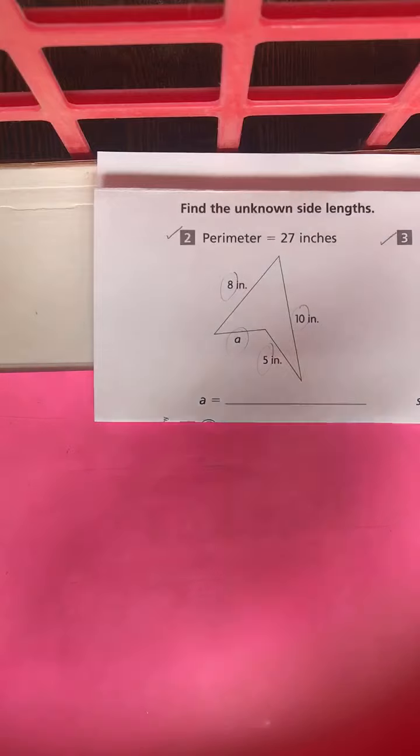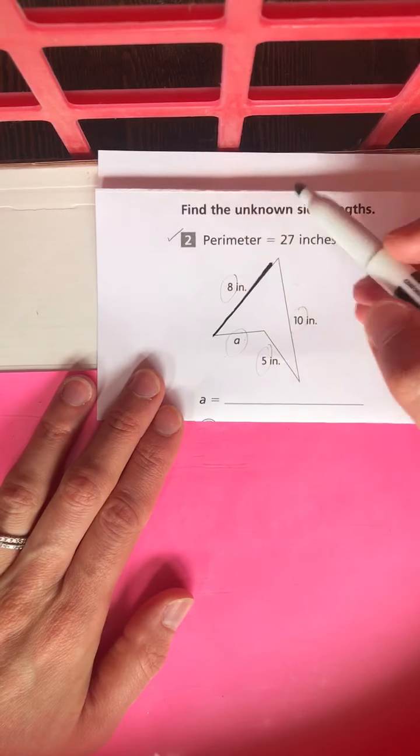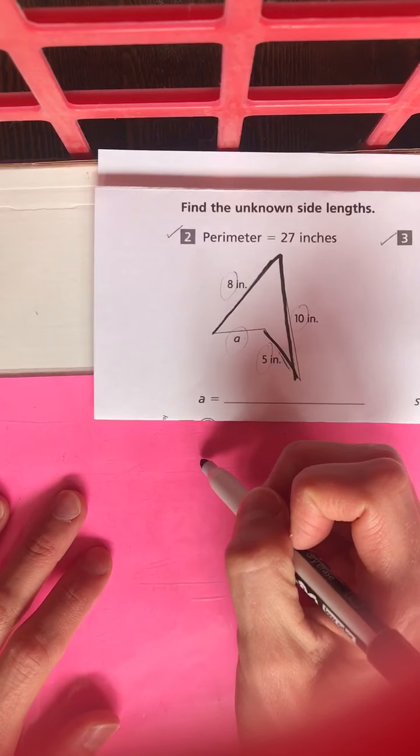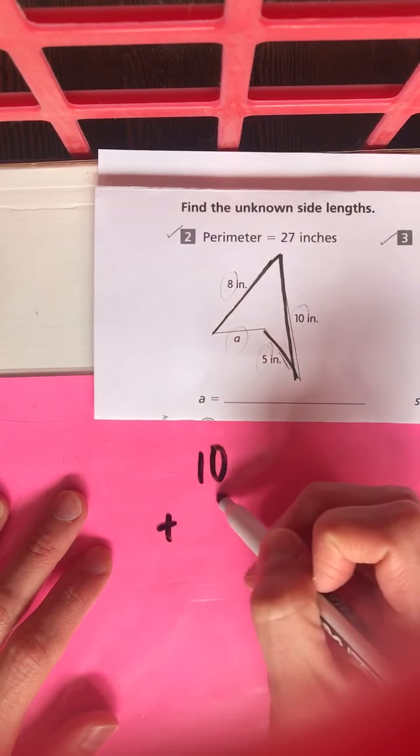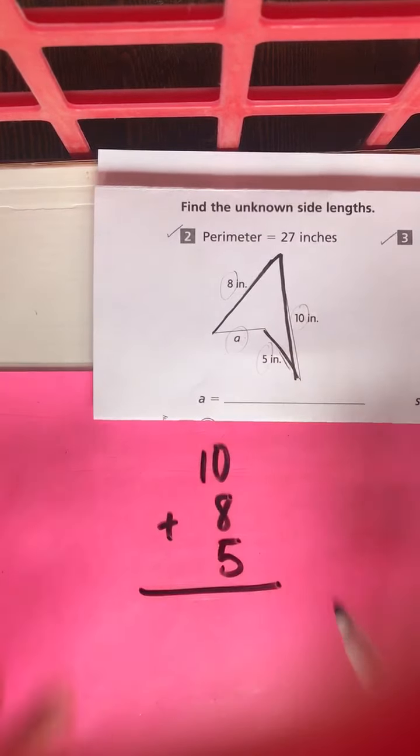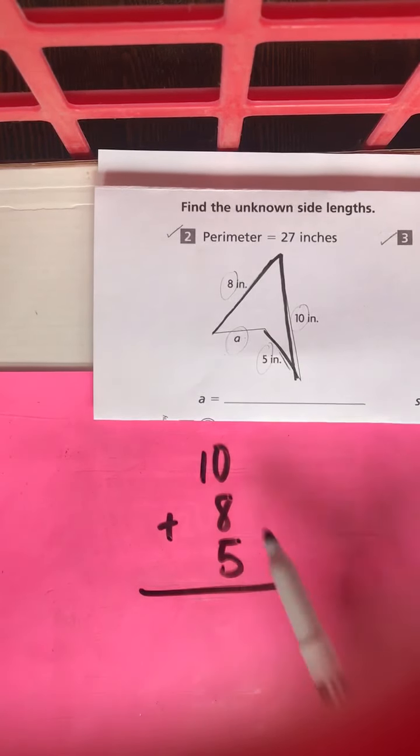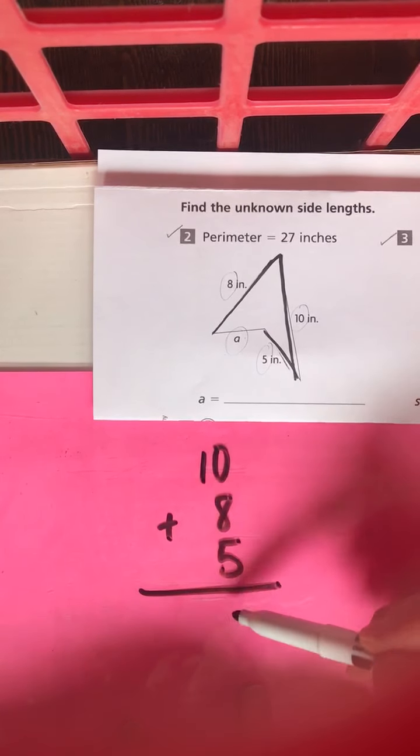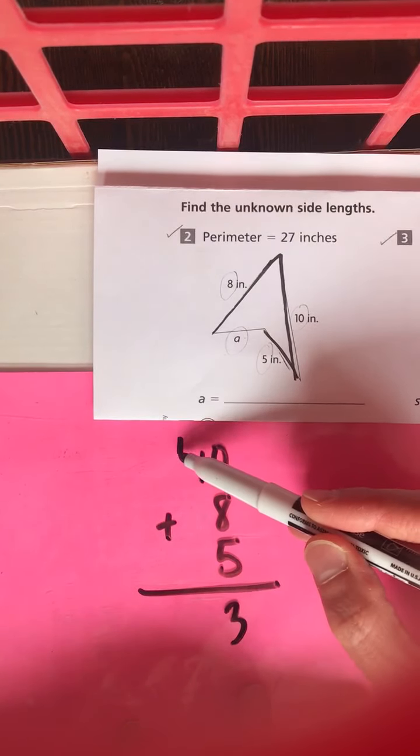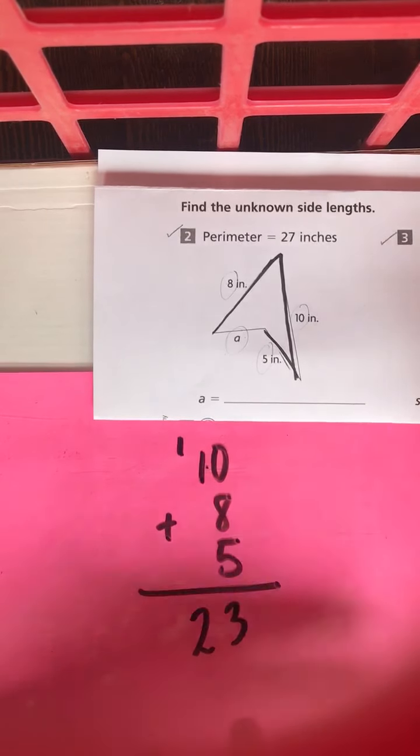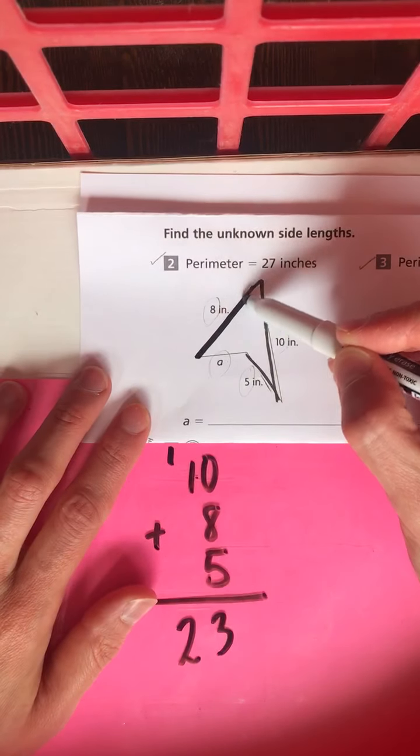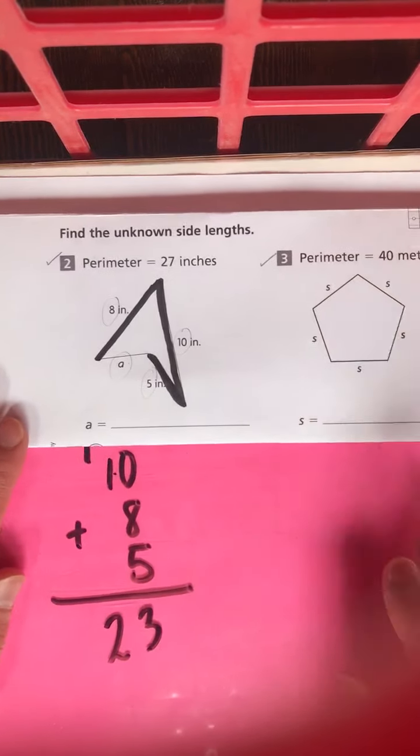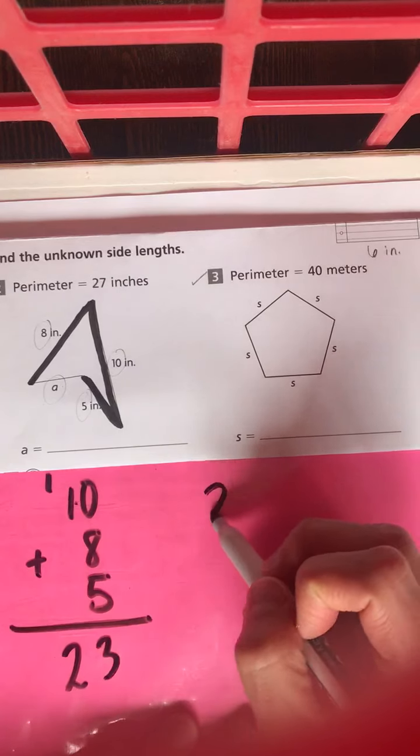So let's find out how much of the perimeter we do know from these sides. So let's add up each of these sides. So I'm going to start with 10 plus 8 plus 5. So go ahead and pause your video, and when you're ready, after you've solved this, press play. Okay, friends, so 10 and 8 is 18, and 18 and 5 is 23. So we know that the distance around this part of the shape is 23. We know that the whole distance is 27.